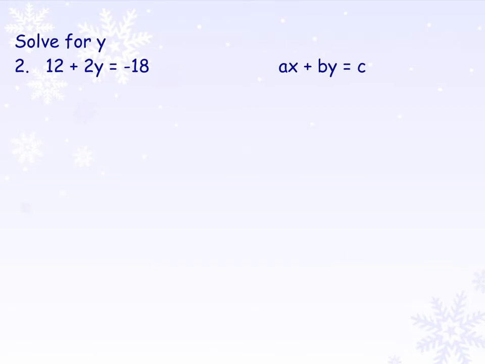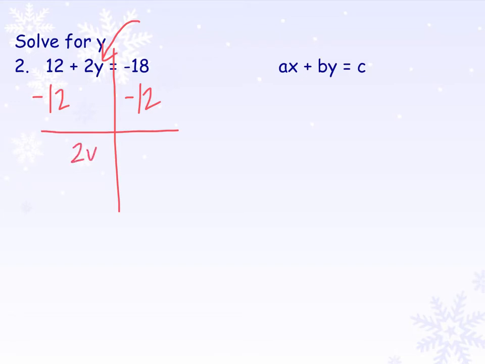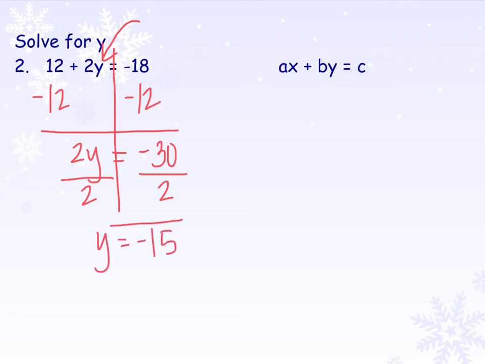Now we're going to try another one just like that. Solving on the left, notice I'm solving for y, which is located right there. First step is get rid of that 12, so I'll subtract it from both sides. That gives me 2y is equal to negative 30. I can divide both sides by 2, and I get y is equal to negative 15.